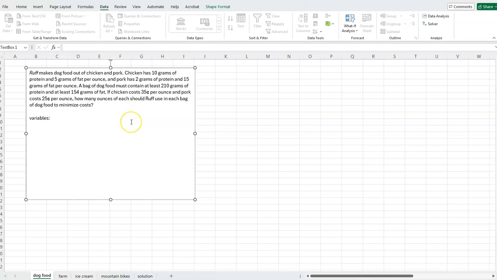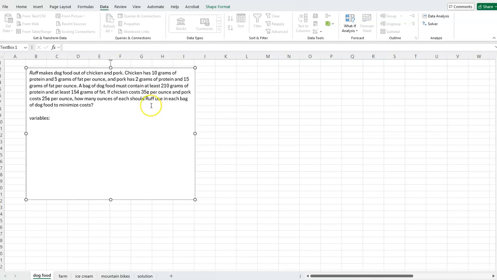Now, a lot of students look at a problem like this and they're not really sure what the variables should be. They might think, like I just said, that maybe the variables refer to how much chicken and how much pork. Another student might say, oh, but we also have protein and fat. Which is it? Some of those or all of those? What should our variables be?